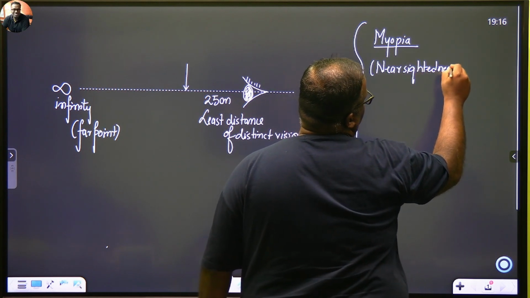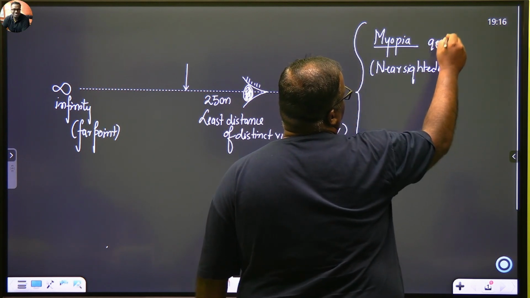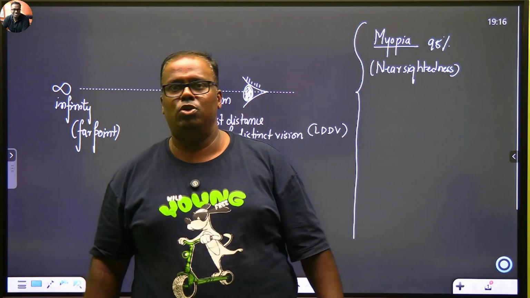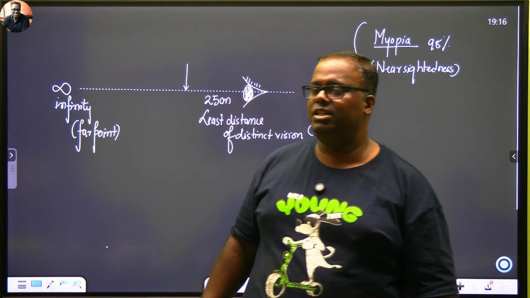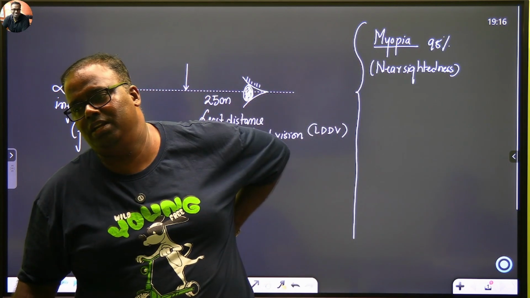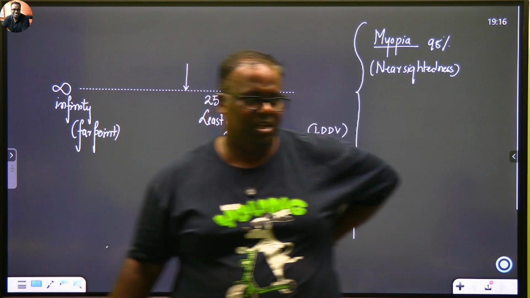Nearsightedness. And this will be 98% of the eye disease in your age. Anyone wearing specs, myopia. Myopia means nearsightedness. You can sight the near. Please understand the English behind it. You can sight the near.